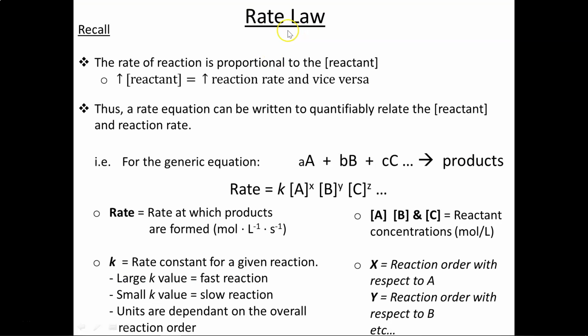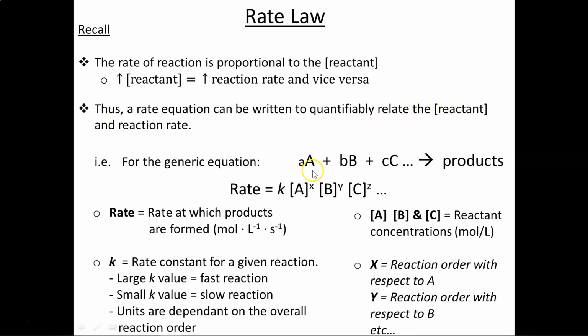Now, the rate law is a tool we can use to determine how much of an effect a particular reactant has on the overall rate of reaction. If you recall, the rate of reaction is proportional to the concentration of the reactant. So if you have a high concentration of a reactant, then chances are you'll increase the reaction rate, and vice versa. Decrease the reactant concentration, you decrease the rate of reaction. As such, a rate equation can be written to quantifiably relate the concentration of the reactant and the reaction rate.